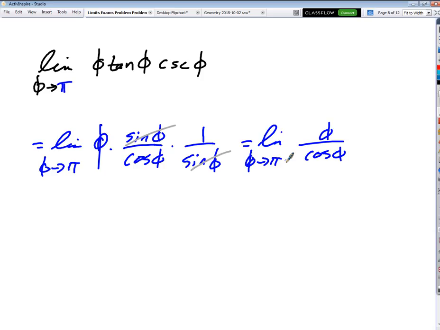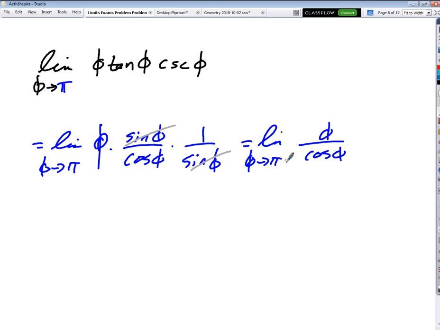Why is there a phi on the top? Because it was there from the beginning. This is going to sound a little funny, but what I would call that is a naked phi. Because it's not clothed inside another function, it's just by itself. People are laughing at me, but that's what you could call that.